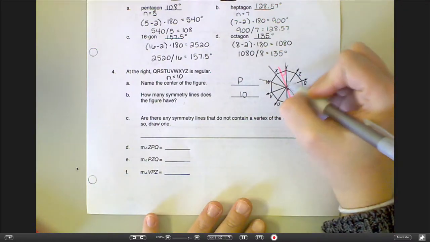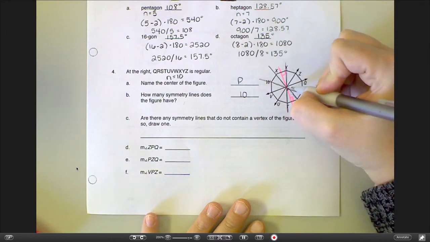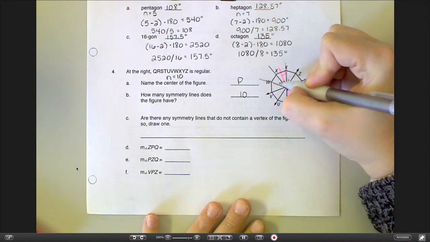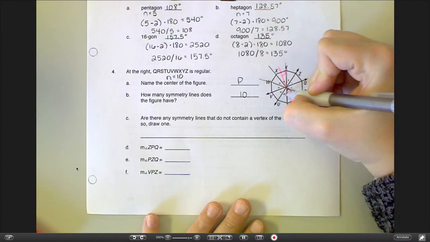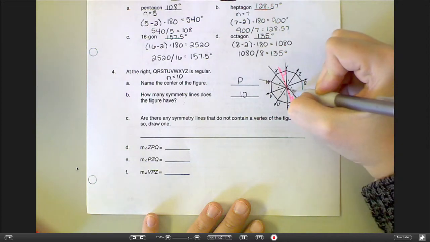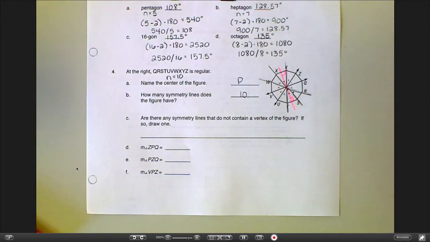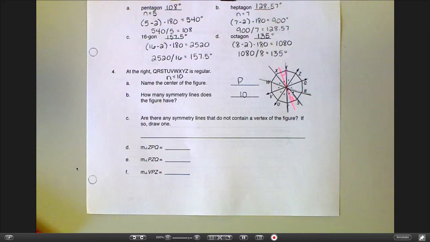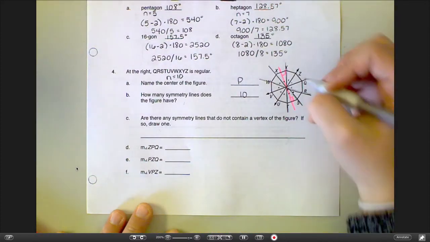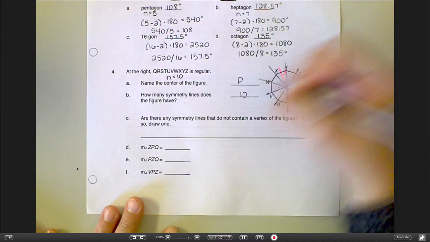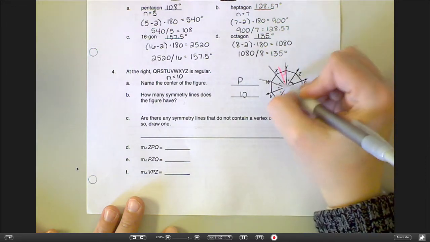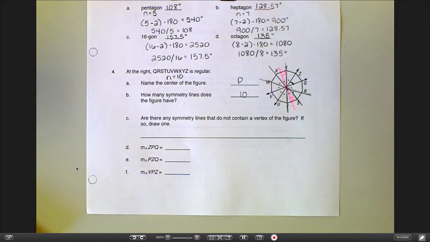But what I want you to see is when I draw in those lines, it cuts this center into 1, 2, 3, 4, 5, 6, 7, 8, 9, 10 pieces. What a surprise, 10 pieces, 10 sides. If I want to know the measure of one of those little angles, this first question asks for ZPQ. If I took this figure and cut it into 10 equal wedges, any ideas how I could find that?